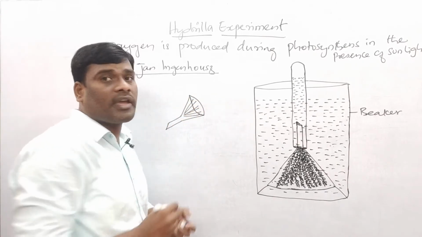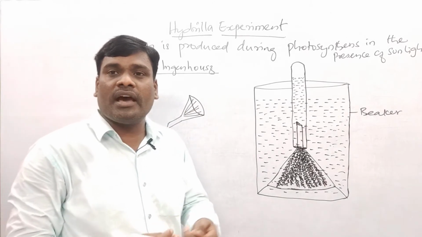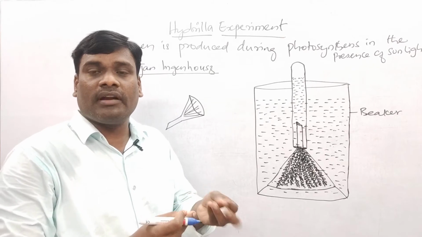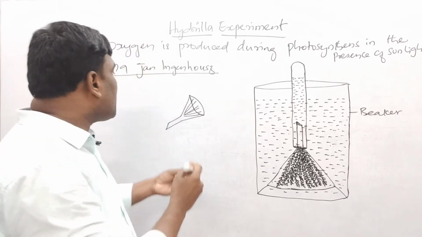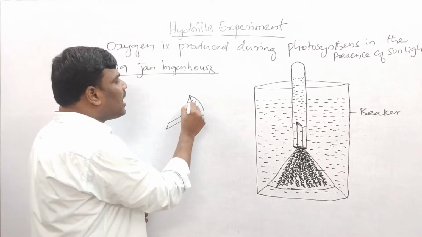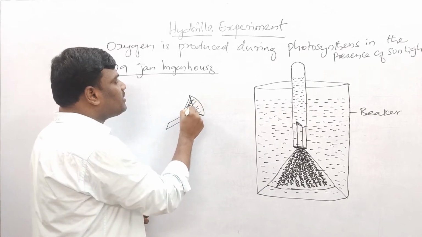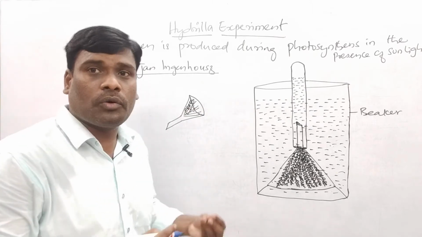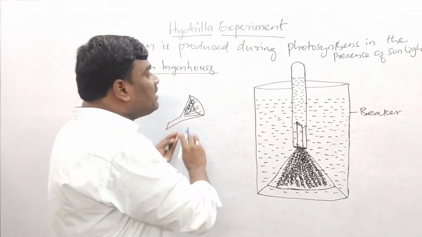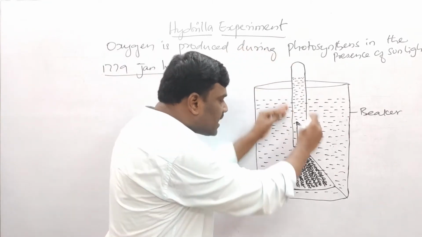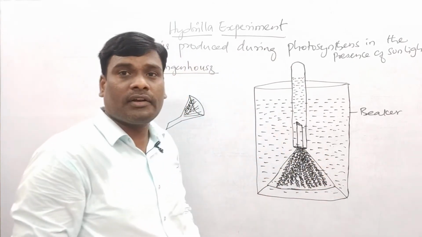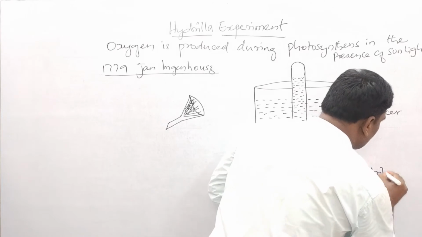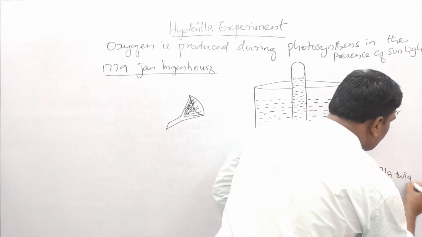Okay, so you have to take Hydrilla twigs and arrange these Hydrilla twigs inside the funnel children like a flower bouquet. Okay, so how do we arrange a flower bouquet children? We bundle it together, isn't it. In the same way, these Hydrilla twigs are bundled together children. Okay, after doing so, we have to invert this funnel inside the beaker. Okay children, so these are Hydrilla twigs.